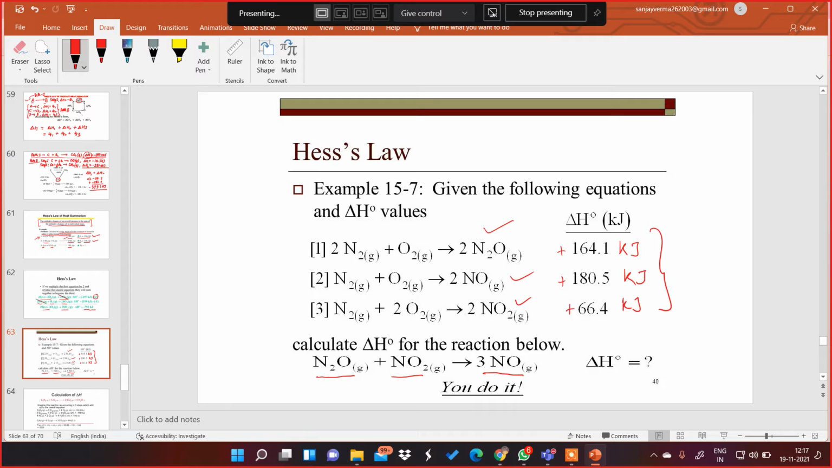Yes, getting it, boys. Solve it. Solve it. Try it.